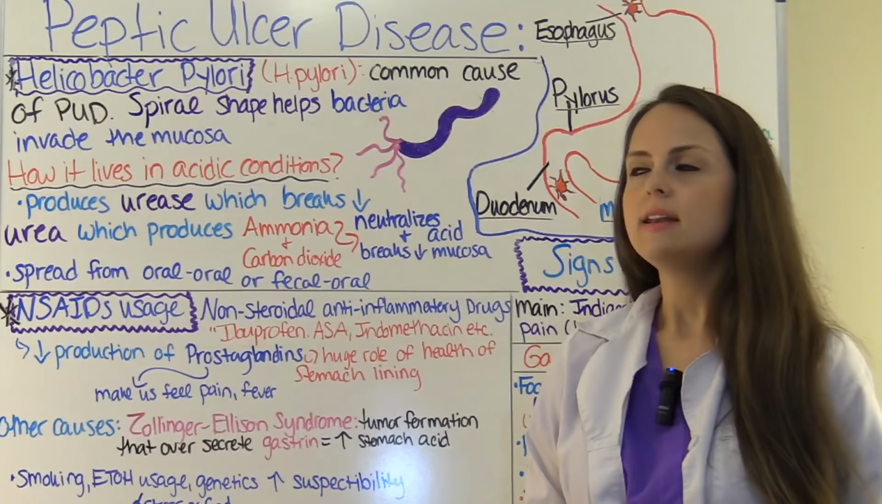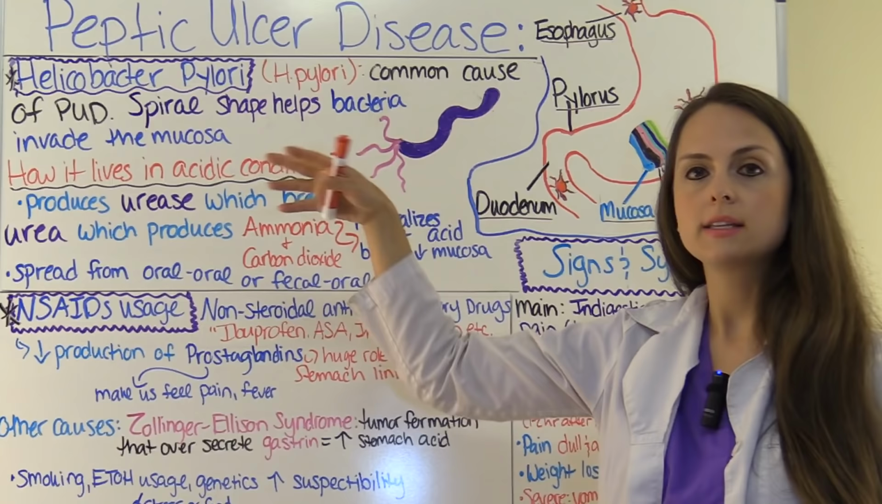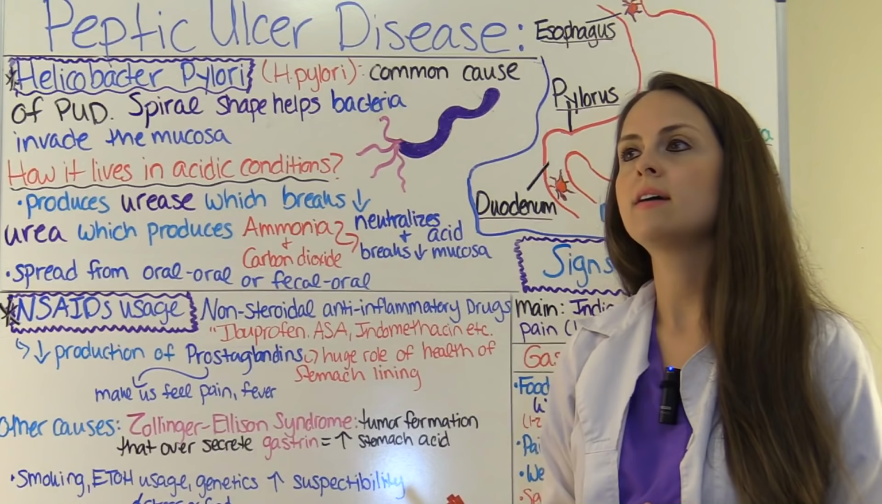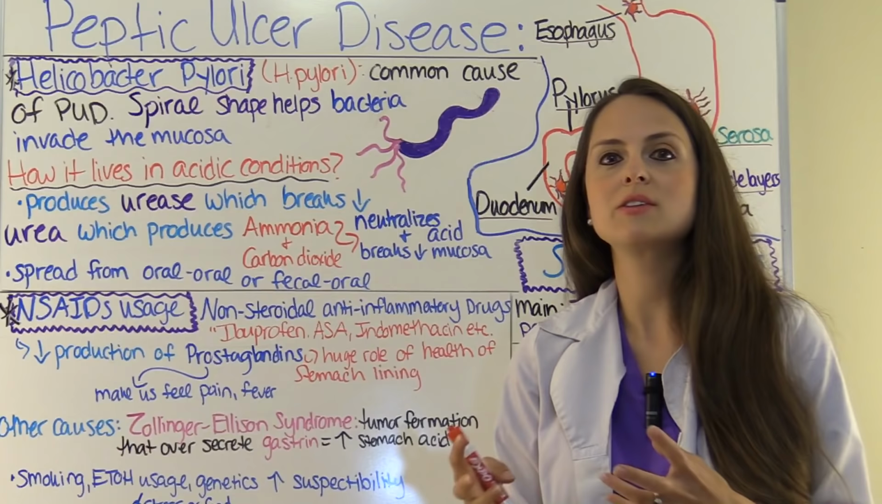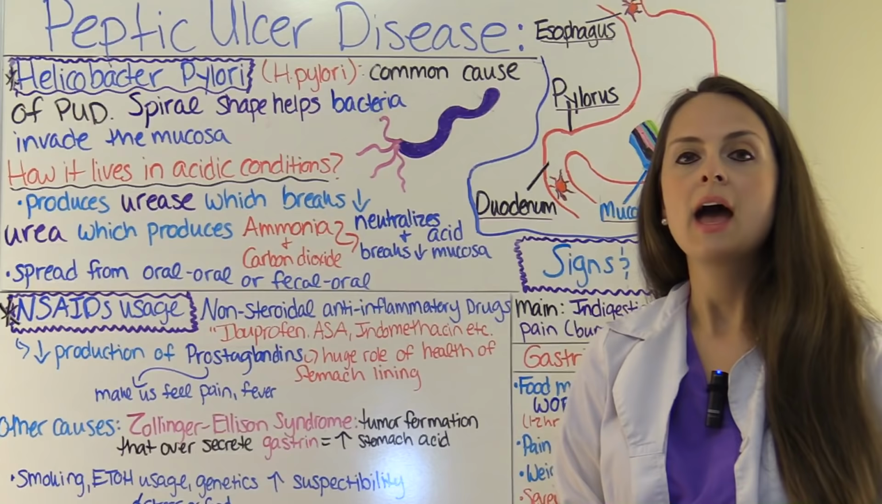Now let's look a little bit deeper into these causes. Okay, we talked about H. pylori, which is Helicobacter pylori. It's a bacteria that gets in there, breaks down that mucosa, and allows gastric acid to get in there, which will wear away that mucosa. And as it wears it away, histamine's being released, which signals to those parietal cells to release even more hydrochloric acid. So H. pylori is a common cause, and these bacteria have a unique shape to them.